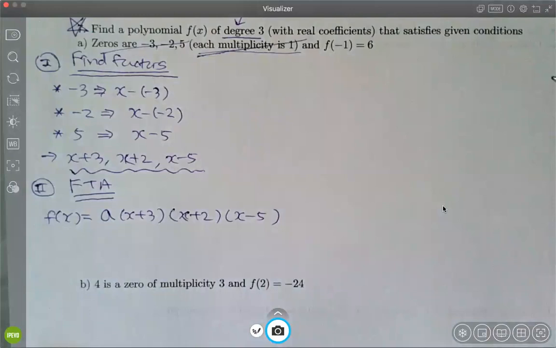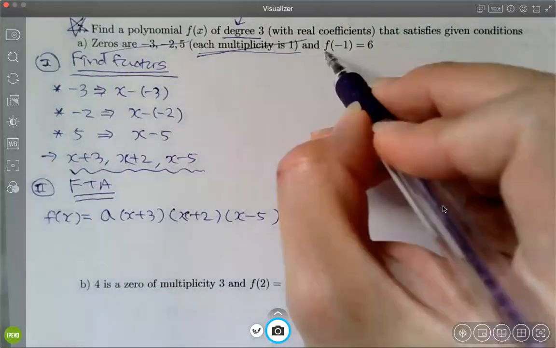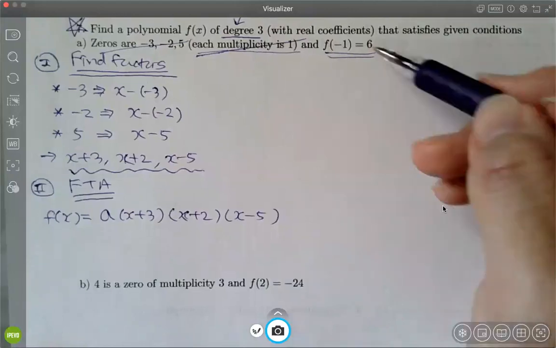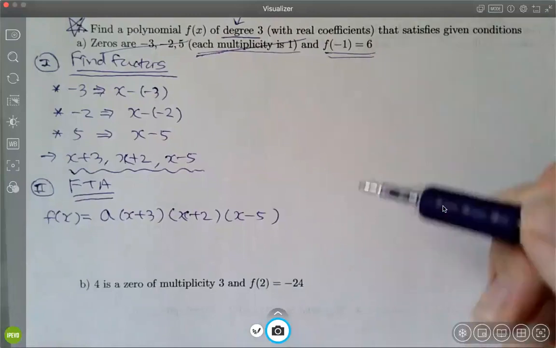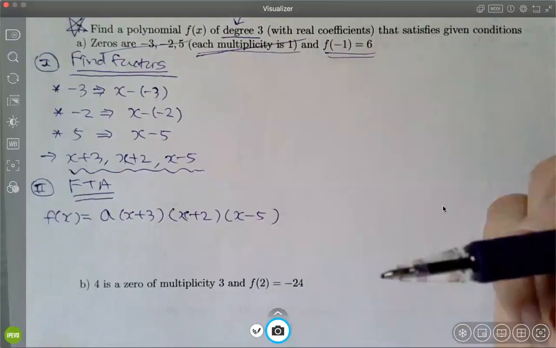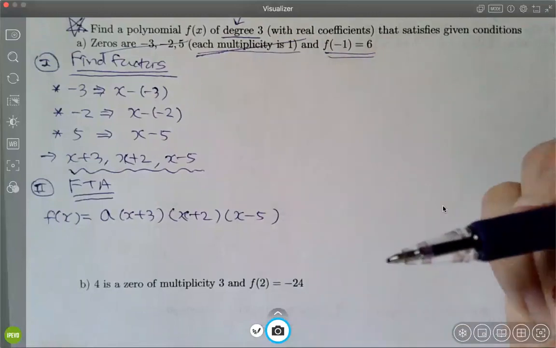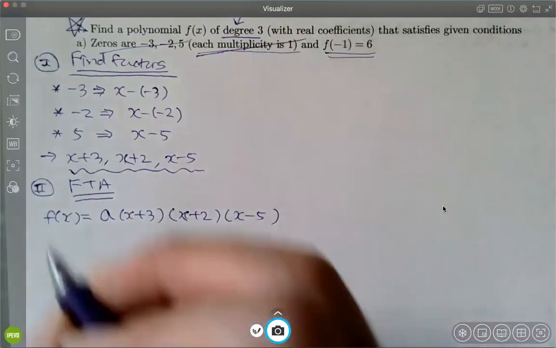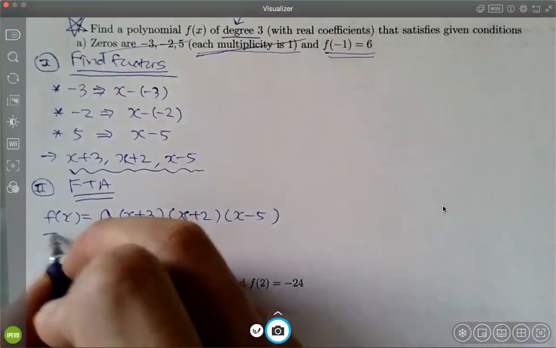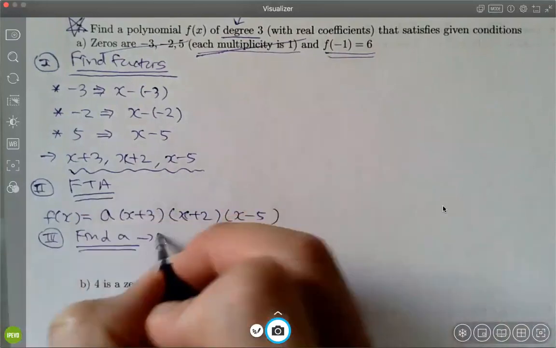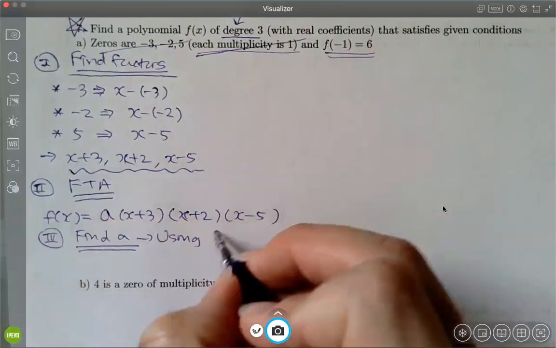Okay, so now we haven't used this info yet. So how can we use that? That will be used to find the a, the leading coefficient. Remember, I said before, either the leading coefficient a will be given in a problem or you have to find it. Here it's not given, so you have to find it. So step number 3, find a. And here we use f of -1 is equal to 6.